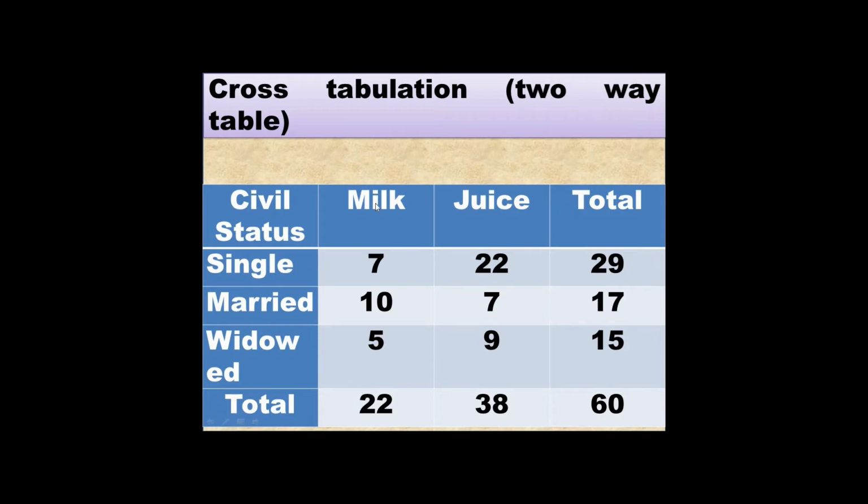So as you observe, horizontally, the totals present the civil status. On the vertical, it presents the drink. So in milk, out of 60 respondents, 22 of them drink milk and 38 of them drink juice. So you can interpret a lot from this table. All in all, we have 60 respondents.